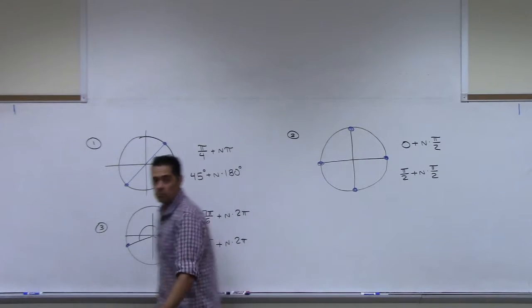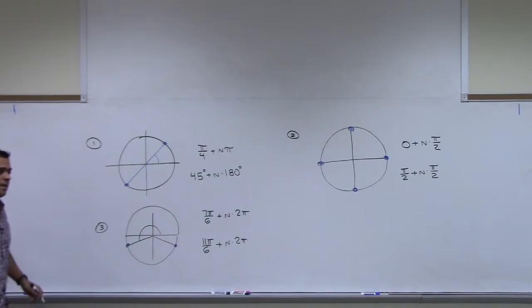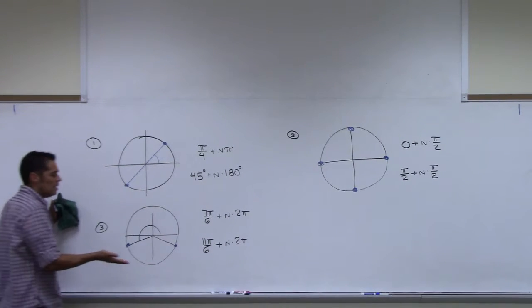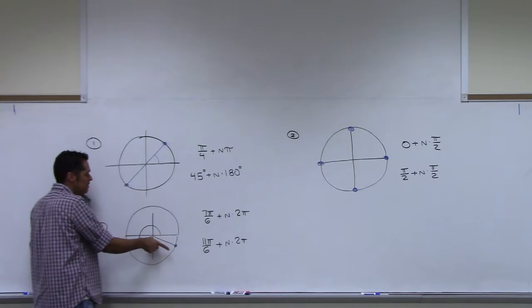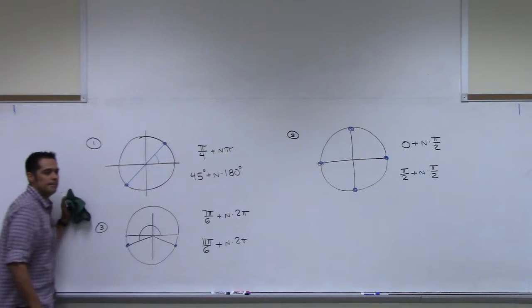Would you accept negative pi over 6? Yes, I would have, because all it has to be is, your starting point just has to be a valid coterminal angle. It doesn't have to be the one I'm using. Yeah? Okay.